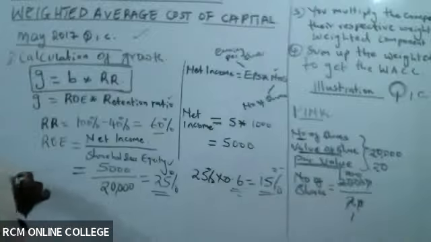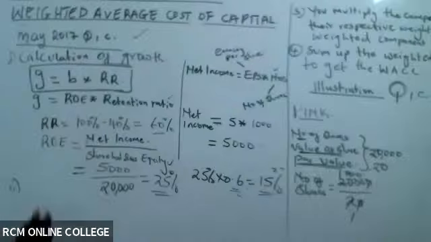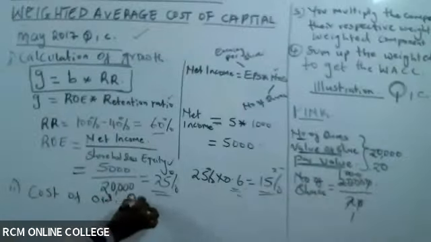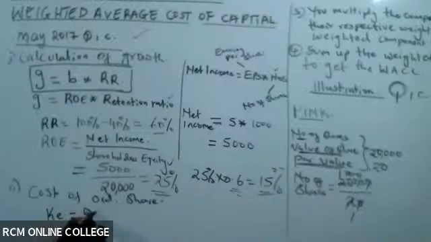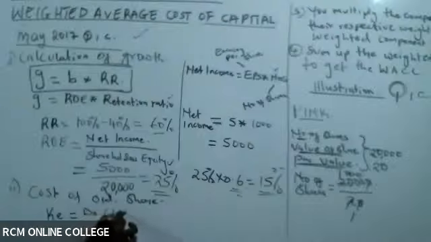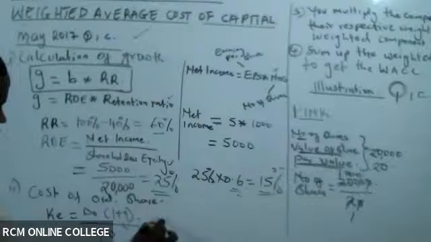I'm good to go to Roman number 2. I want to compute the cost of ordinary share. Will this cost of ordinary share be hard for me? No. I said that KE is given by D0 times (1 plus G), divided by P0 plus G.